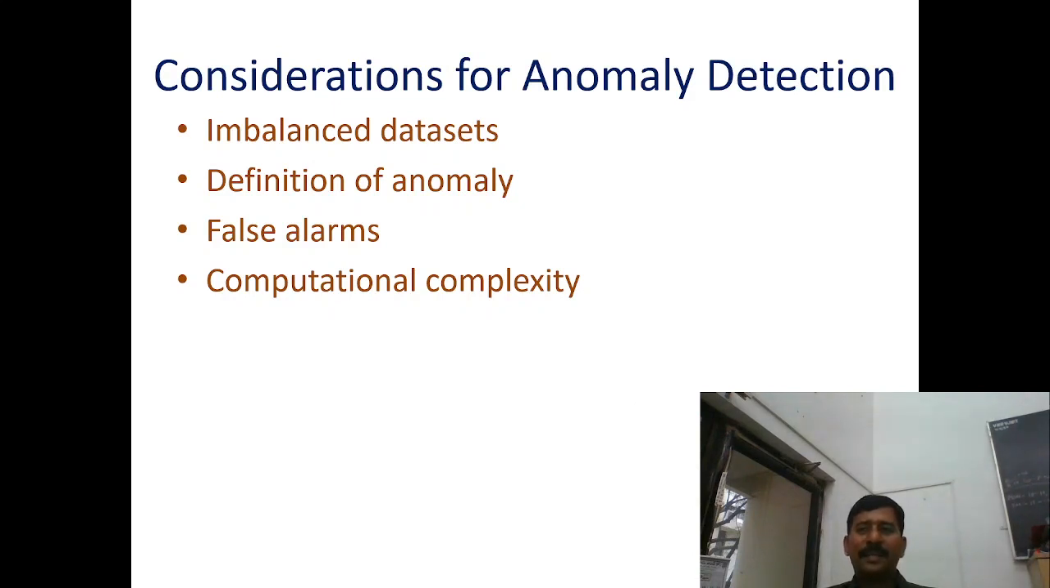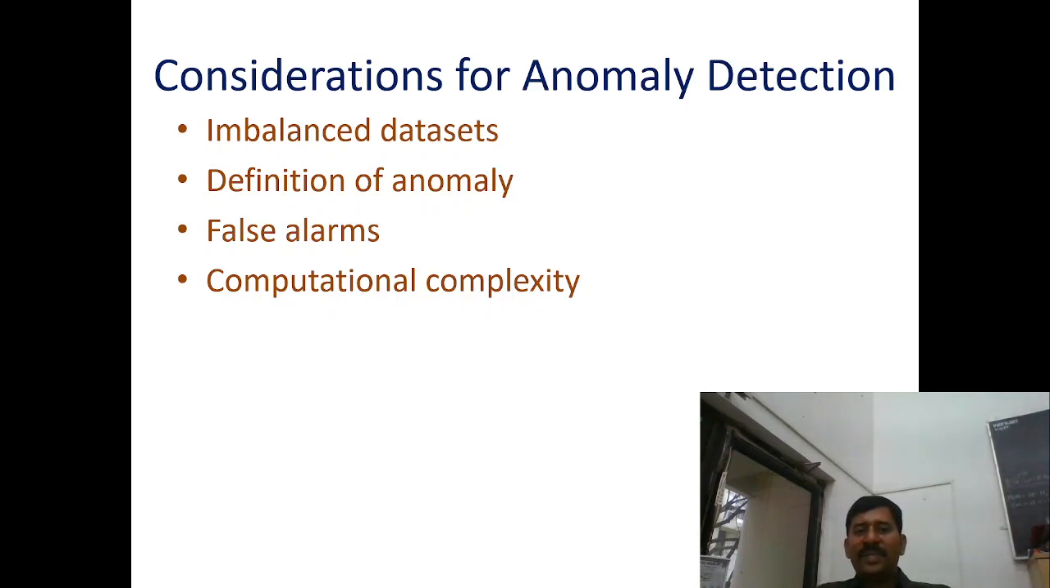So what are the various considerations for anomaly detection? First one, imbalanced data sets. Second one, definition of anomaly. Third one, false alarms. Fourth one, computational complexity. What is imbalanced data sets? Normal data samples are more readily available than abnormal samples. Consequently, the model may perform poorly on abnormal samples.